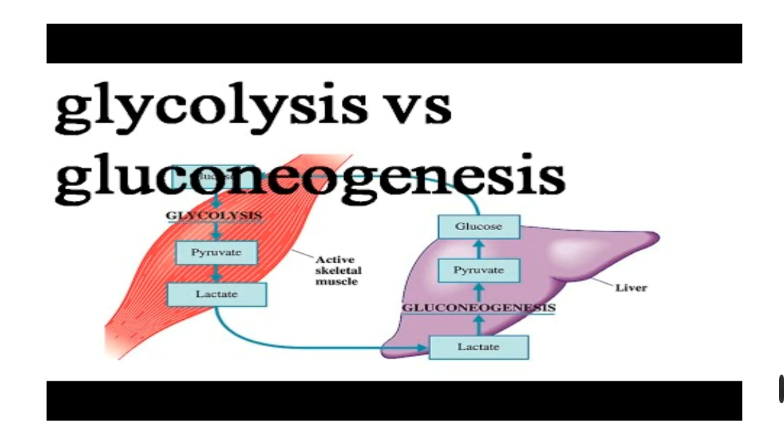gluconeogenesis. Pyruvate will be converted into lactate, and lactate will pass through the circulation into the liver, where lactate will be converted again into pyruvate, and by the process of gluconeogenesis we will produce glucose again, which will pass into the circulation and into the cells that need glucose.